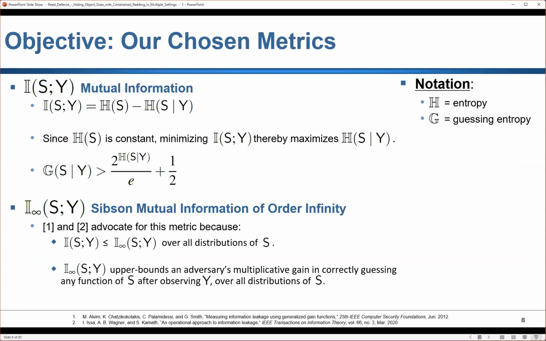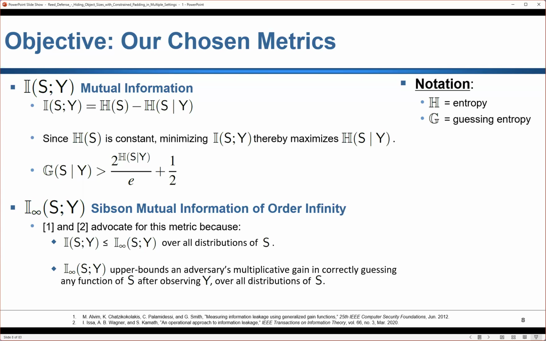So then why did we choose these two metrics? Beginning with mutual information, we see that mutual information can be calculated as the difference between the entropy of S, the random variable for object identities, and the conditional entropy of S given Y. Now, this is advantageous for our setting because since the random variable for object identities is constant, minimizing mutual information will thereby maximize this conditional entropy. And we have this relationship where the conditional entropy of S given Y actually serves as a lower bound for guessing entropy.